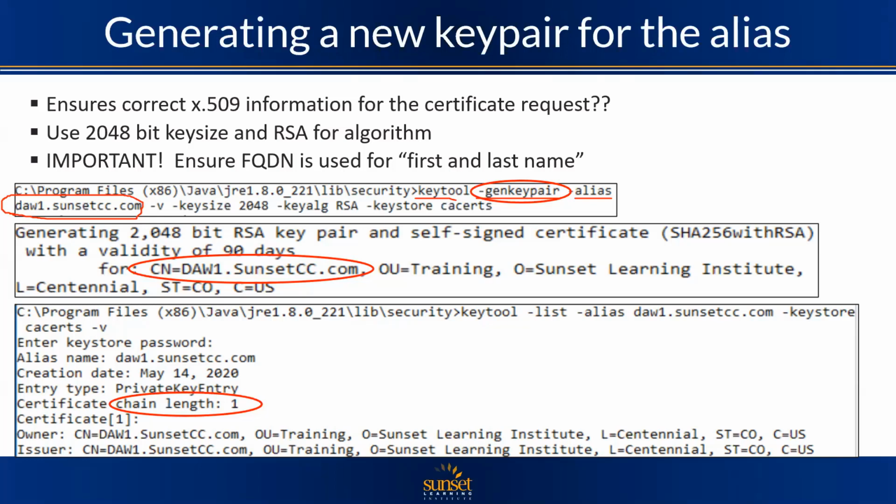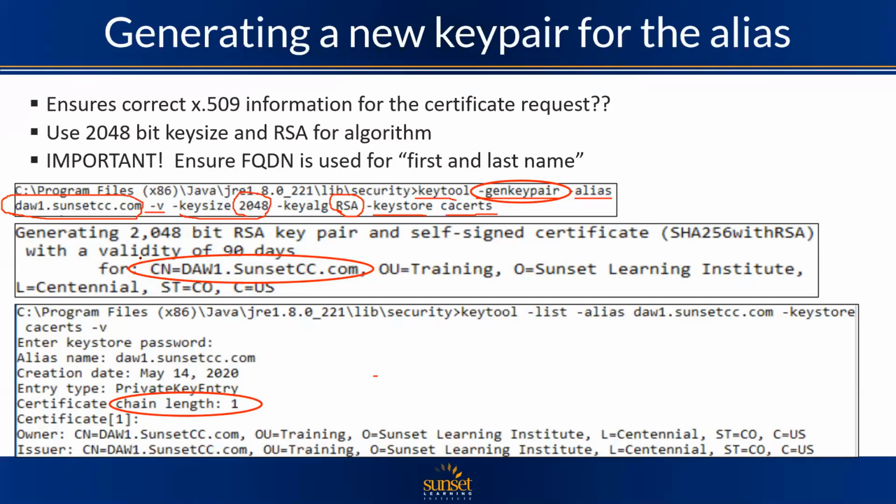I'm going to do a -v here for verbose on this command line. Again, that -v could have been at the end here somewhere. I'm specifying a key size of 2048, key algorithm of RSA. If you've done some key work, that's pretty standard stuff. And I want to do this on behalf of that key store called CA Certs.